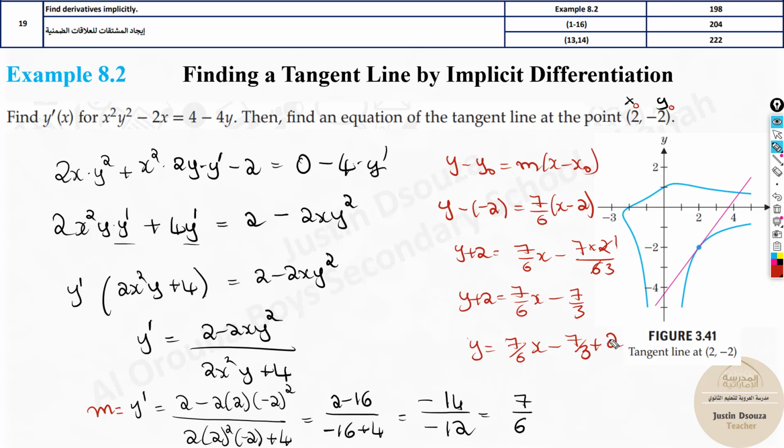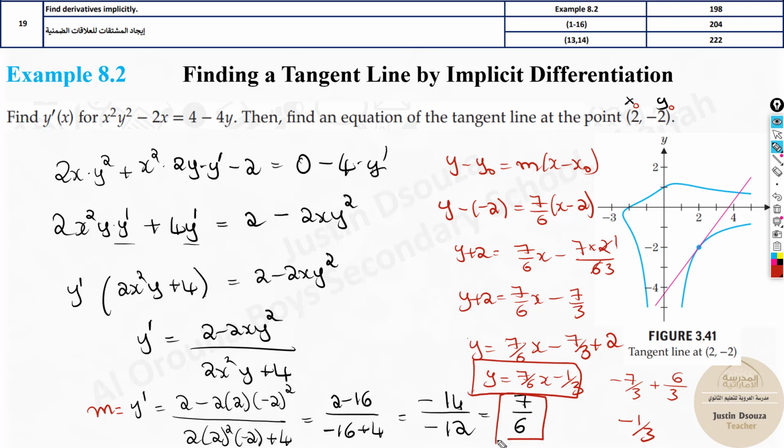So if you want to write this, multiply this by 3 on both the sides. You can put it in the calculator, but otherwise it will just be minus 7 plus 6 by 3. And now you get negative 1/3. Okay, the answer will be negative 1/3 over here. The final answer would be y equals 7 by 6x minus 1/3. So this is your final equation.